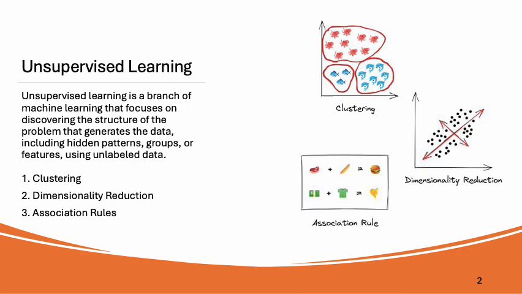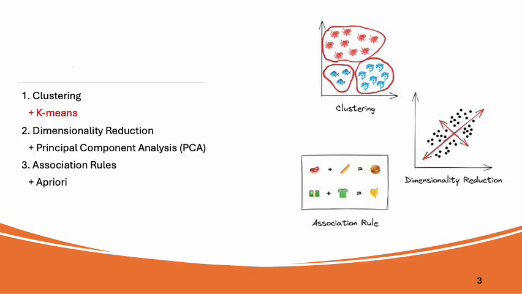Unsupervised learning is a branch of machine learning that focuses on discovering the structure of the problem that generates the data, including hidden patterns, groups, or features. Using unlabeled data, it is generally examined under three main categories: clustering, dimensionality reduction, and association rules. Let's take a brief look at these three titles.